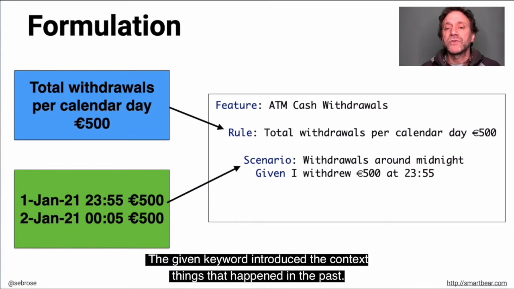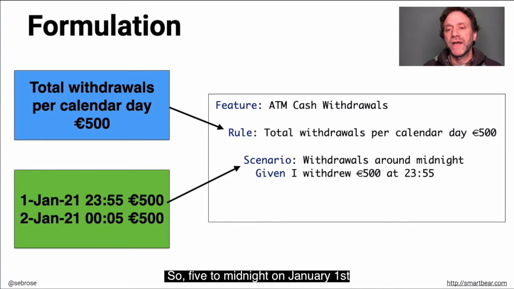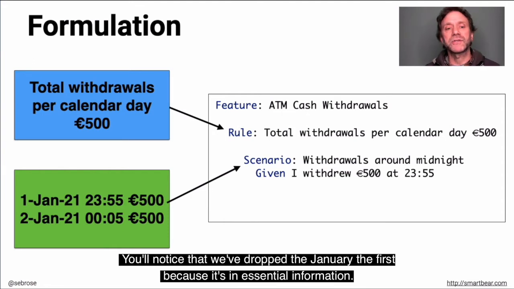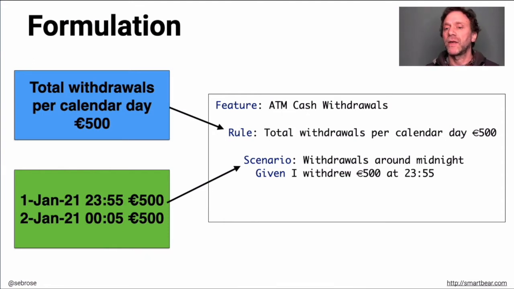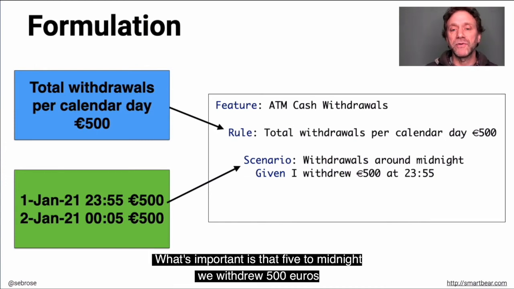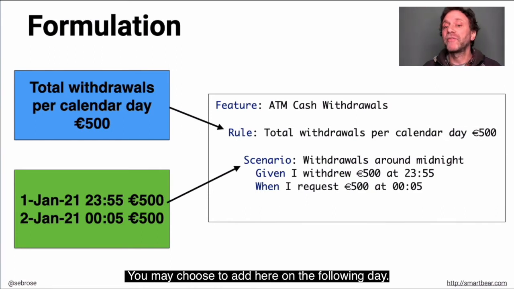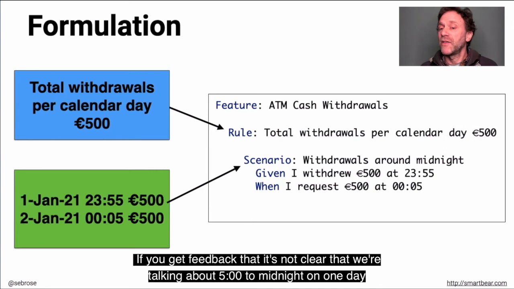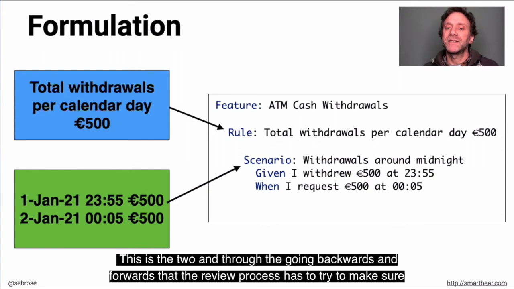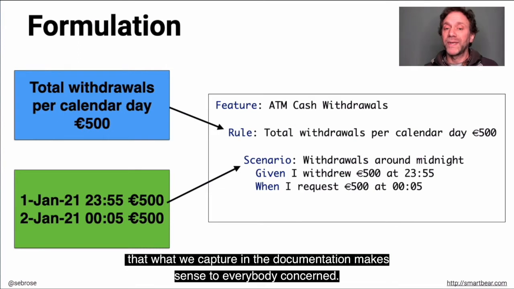The given keyword introduces the context, things that happened in the past. So at 5 to midnight on January the 1st, we withdrew 500 euros. You'll notice that we've dropped the January the 1st because it's inessential information. What's important is that at 5 to midnight, we withdrew 500 euros. And then at 5 past midnight, we request to withdraw another 500 euros. You may choose to add here "on the following day" if you get feedback that it's not clear that we're talking about 5 to midnight on one day and then 5 past midnight on the next day. This is the to and fro, the going backwards and forwards, that the review process has to try and make sure that what we capture in the documentation makes sense to everybody concerned.